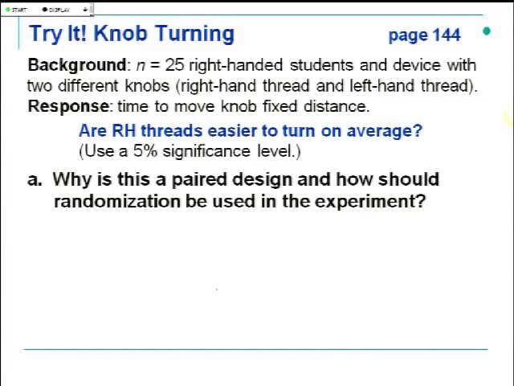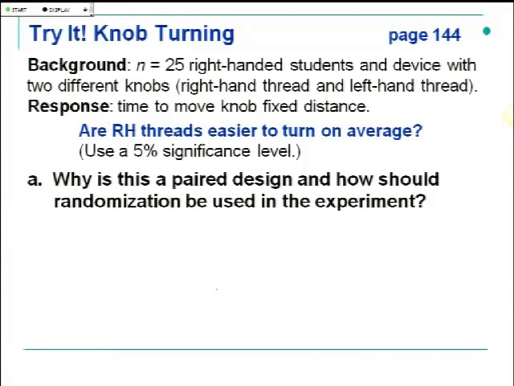The question is whether or not, for right-handed students, are the right thread knobs easier to turn, on average, compared to the left thread knobs. The response will be how long it takes you to turn and make that arrow go a certain distance. So we're measuring time. Time is quantitative. I'll have the time for the person when they go up and do the right thread knob. How long did it take you? Okay, 20 seconds, whatever. And then they go up and do the left thread knob, and that takes them 22 seconds. So you have 2 times for each person.